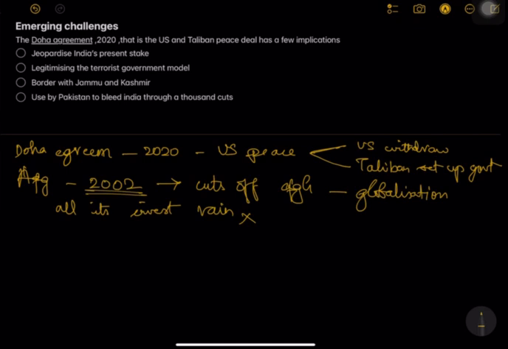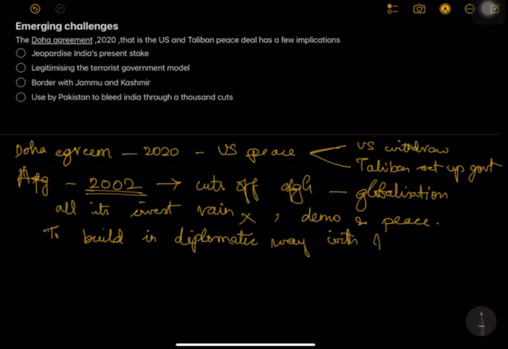So that is one dilemma that India faces, because we have always been the flag holders of democracy and peace. But now it is a whole new deal for India to try to build relations in a diplomatic way with Afghanistan to make sure our interests are secured.